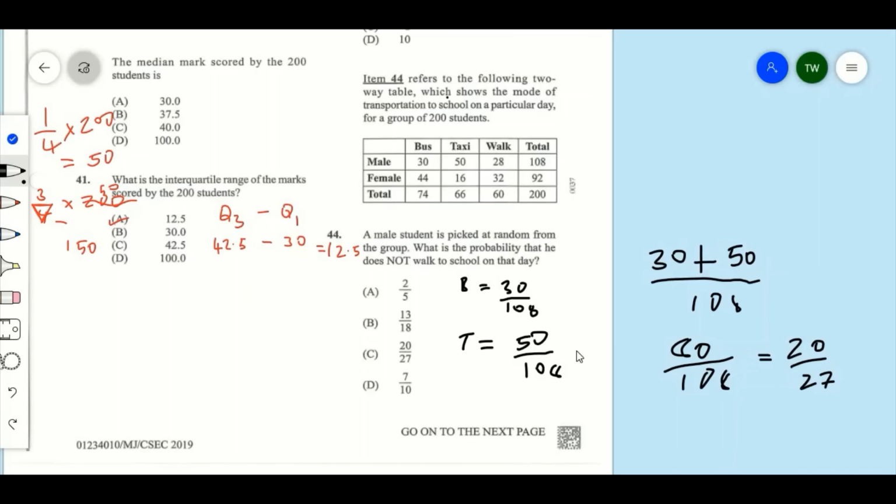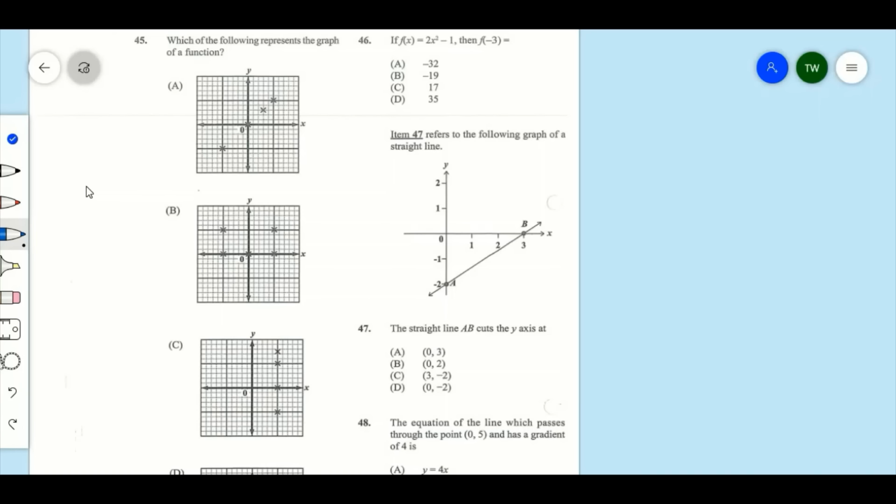So the probability of not walking to school is going to be 20 out of 30, and our answer is going to be C here. Item 45. Which of the following represents the graph of a function?